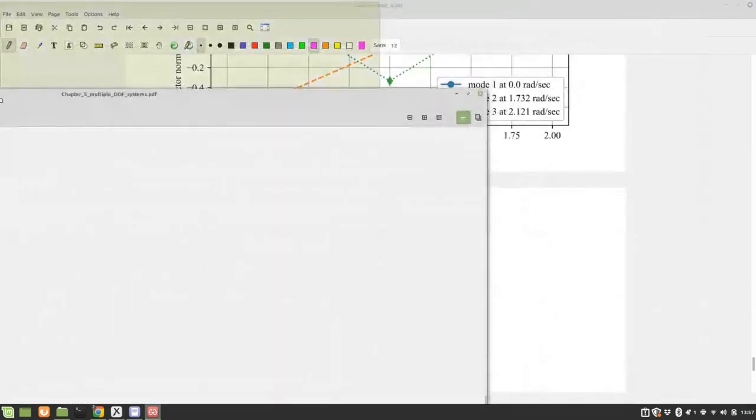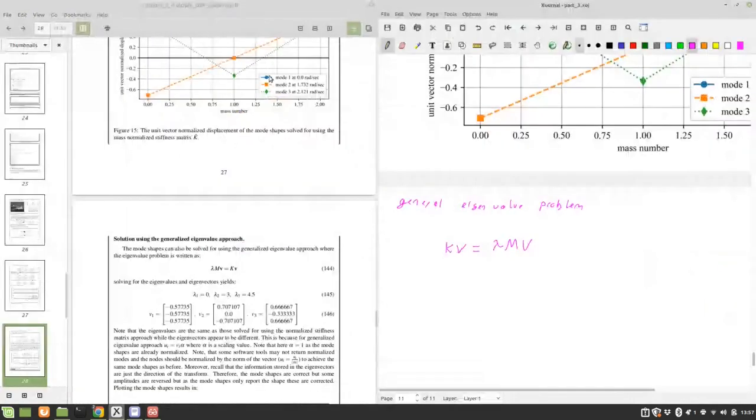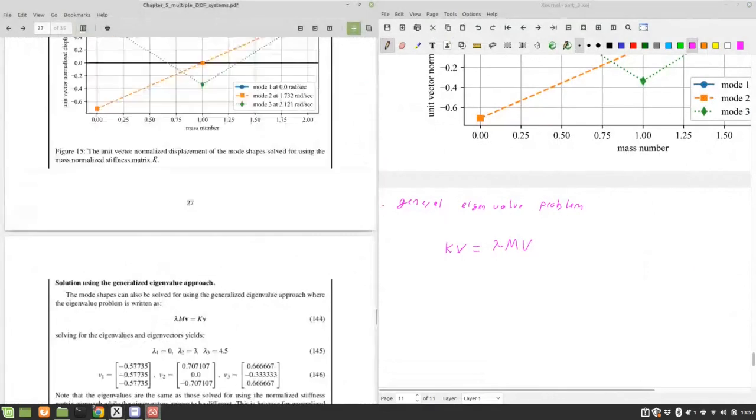I'm actually going to pull my notes off to the side so I can take a look. Oh, I have my M and my K mixed up. I always do that. Sorry. Yeah, K vector equals lambda M v, right? I just haven't written it the other way. So that's our generalized eigenvalue problem.